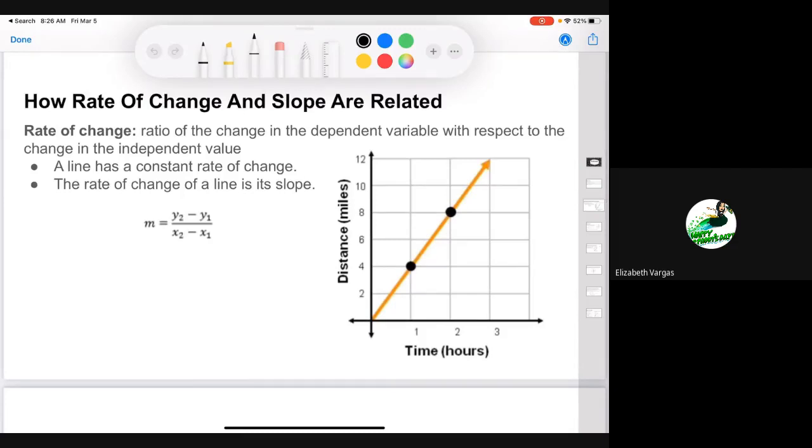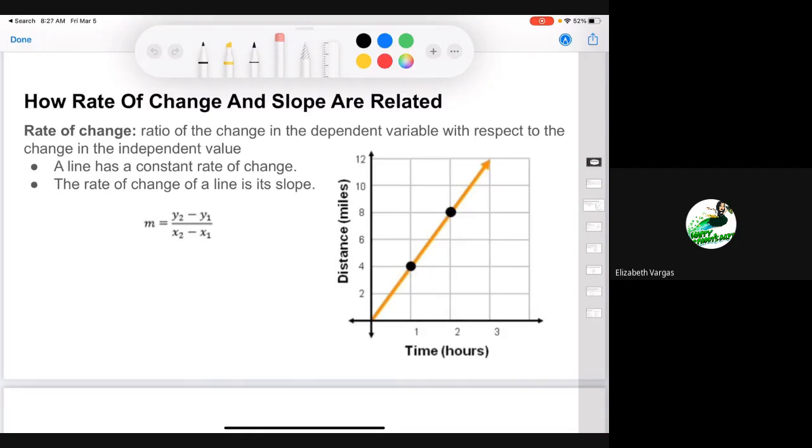So how are rate of change and slope related? Well, rate of change is the ratio of the change in the dependent variable with respect to the change in the independent variable. A line has a constant rate of change, and the rate of change of a line is known as its slope. So often we hear rate of change and slope being interchangeable, and they're basically one and the same.